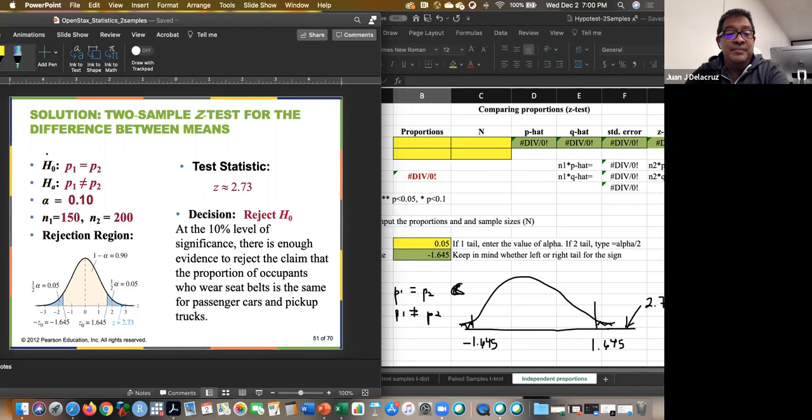So we are rejecting the H naught, and the H naught happens to be the claim. So we have enough evidence to reject the claim. I think that's very, very good to say. So that is the first case.